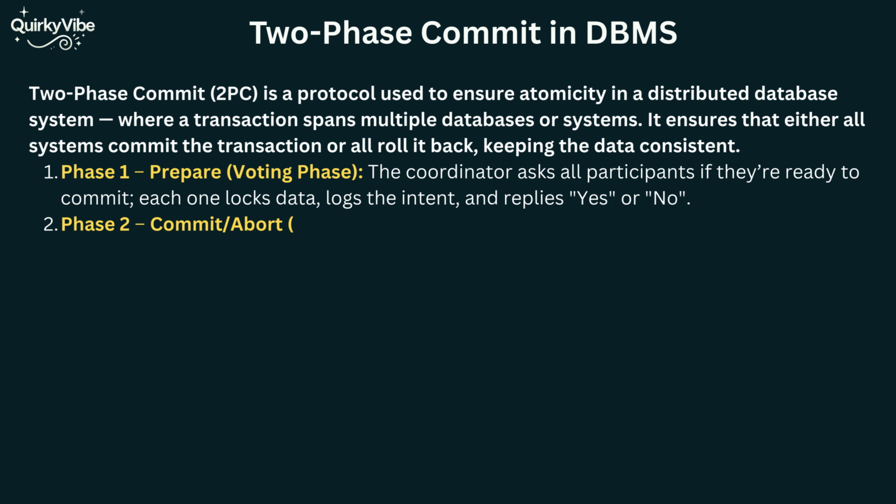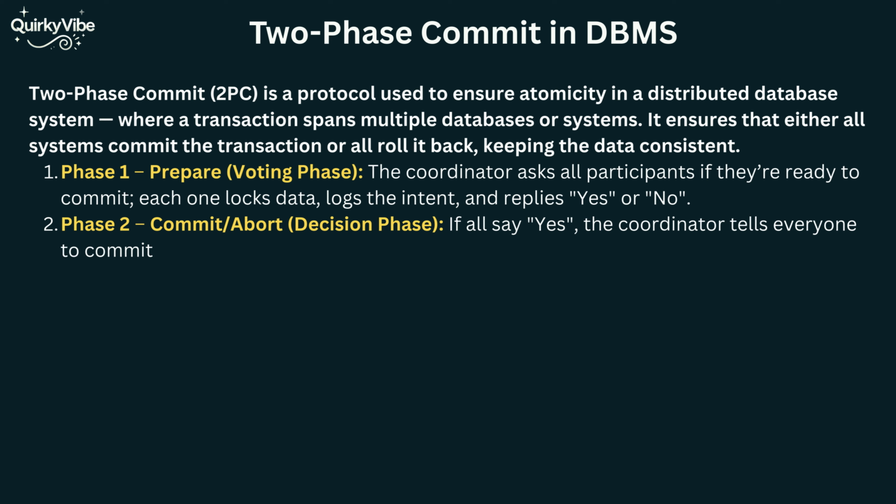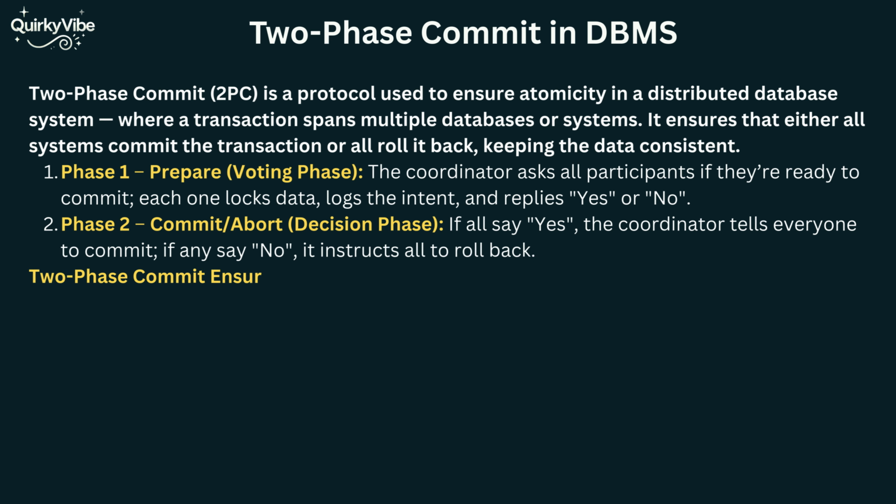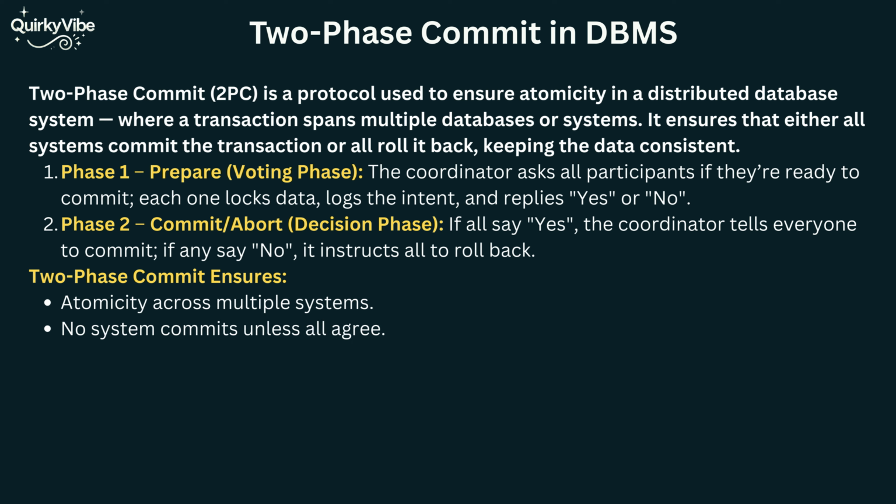Phase 2, Commit or Abort, the decision phase. If all say yes, the coordinator tells everyone to commit. If any say no, it instructs all to roll back. Two-phase commit ensures atomicity across multiple systems. No system commits unless all agree.